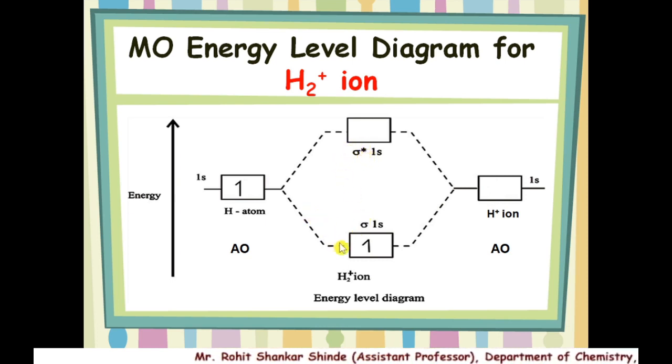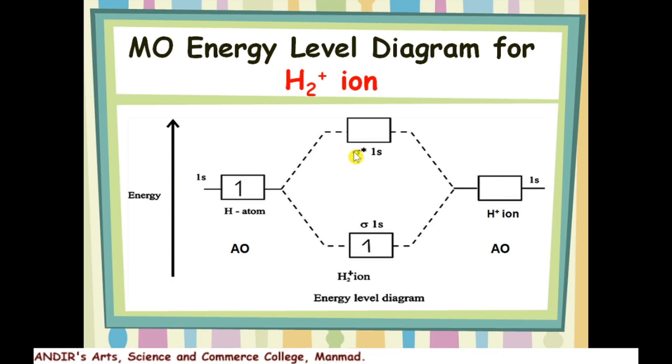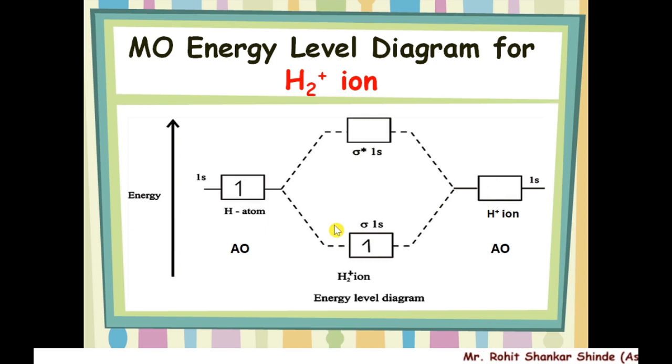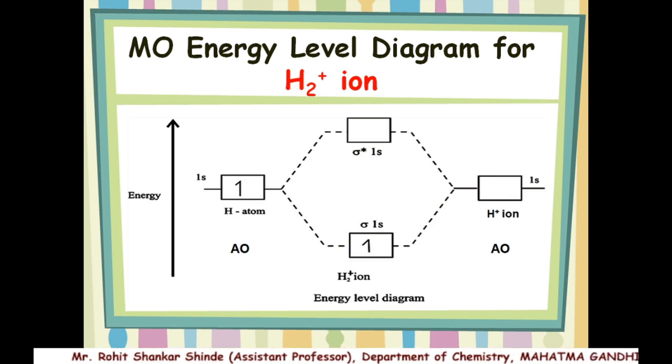The lower energy molecular orbital is the bonding molecular orbital, shown by the name sigma 1s, while sigma star 1s is the higher energy anti-bonding molecular orbital. So in case of the H2 plus ion, two hydrogen atoms combine and form two molecular orbitals. One is bonding, that is sigma, and another is anti-bonding, and that is sigma star.